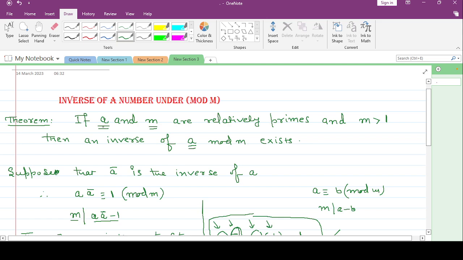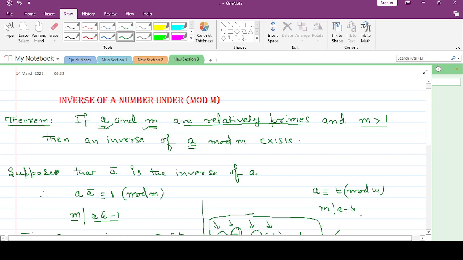Suppose that we have this number a and this number m. These should be relatively prime integers. Relatively prime means their GCD should be 1, and m, if it is bigger than 1, then an inverse of a under modulo m exists. So if a and m are relatively prime numbers, only then can we say that the inverse of a exists under modulo m.